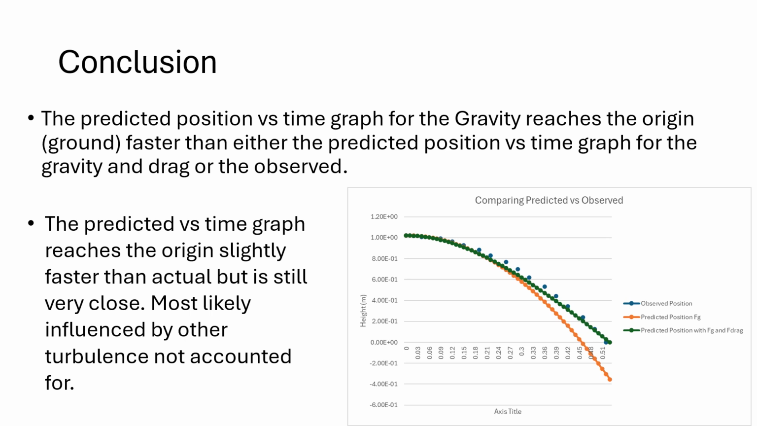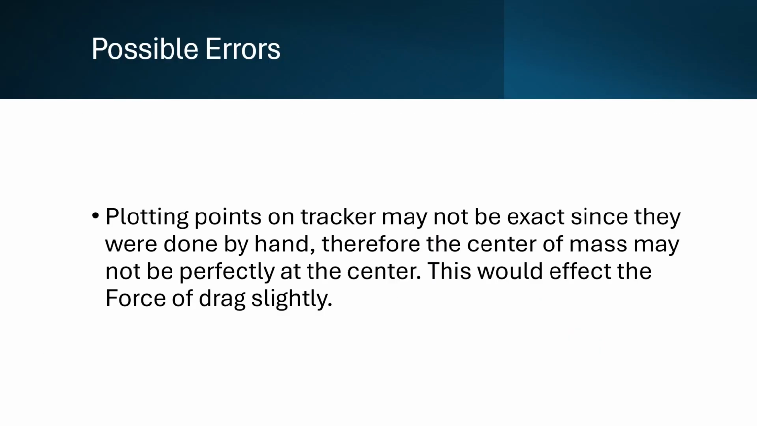The observed position has a lot more of an arc compared to the predicted position. I'm assuming this is because of some small variables I didn't account for due to turbulence. Possible errors were when using Tracker and having to plot the positions by hand, I might have gotten off a few pixels, and this would affect the force of drag slightly in my models.